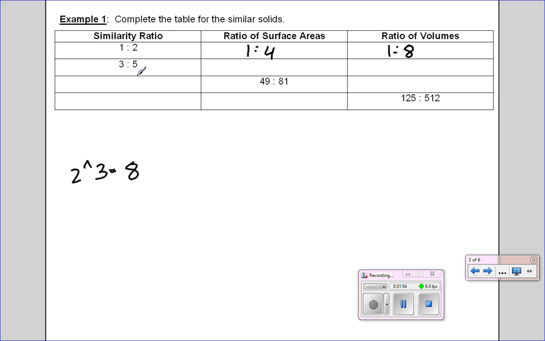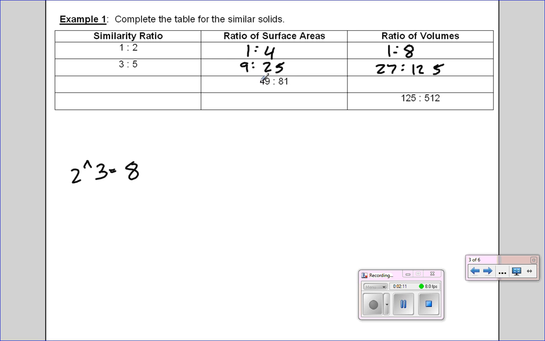Now let's try 3 to 5. So the area ratio will be 3 squared is 9 to 5 squared is 25. The ratio of their volumes will be 3 cubed, which is 27, to 5 cubed, which is 125.